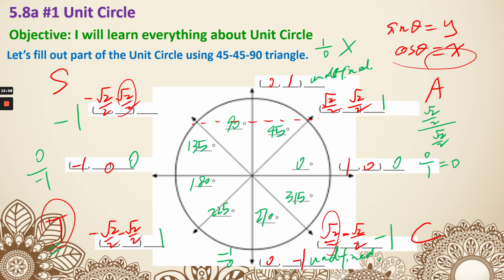As you may notice, some of the values are seriously the same. So this is negative 1, that's negative 1, that's 0, that's 0, that's 1, that's 1. That's kind of how this works. And that is the unit circle with the 45, 45, 90 triangle. That is everything for 5.8a.